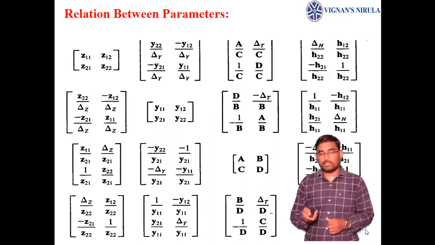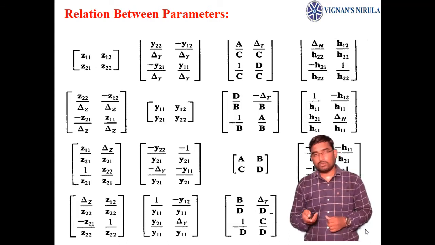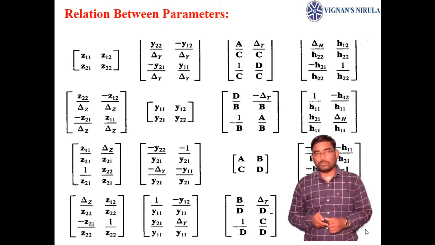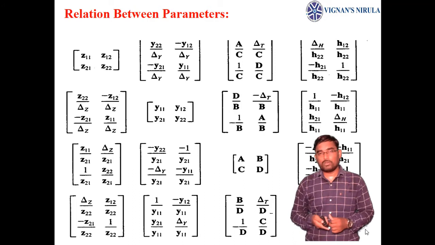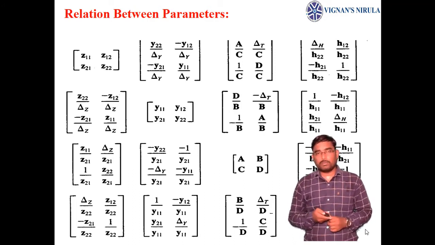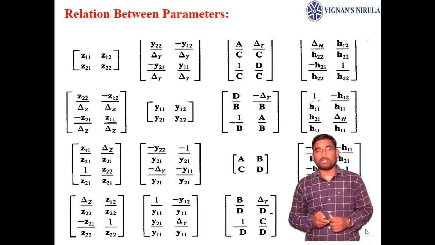Delta H means the determinant of that H matrix, H11 H22 minus H12 H21, divided by H22. And Z12 equals H12 by H22, Z21 equals minus H21 by H22, and Z22 equals 1 by H22. So the first row gives the relation between Z parameters and the other parameters, meaning Z in terms of Y, Z in terms of ABCD, Z in terms of H parameters.